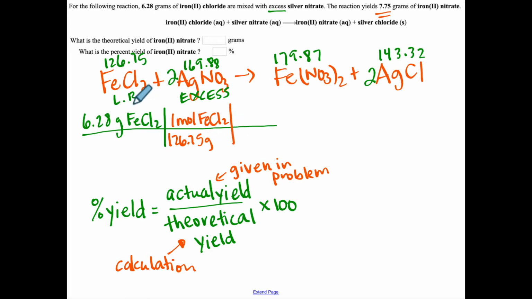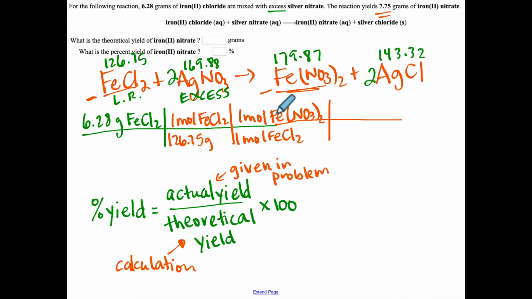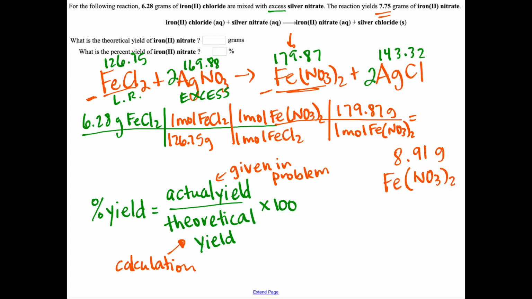Now we want to get from iron 2 chloride to iron nitrate, so we are going to use the mole ratio. So we have 1 mole here and 1 mole here, so both of these are going to be 1 mole. And then we are going to need to go to grams of iron 2 nitrate. So molar mass is always equal to 1 mole. And the molar mass in this case is 179.87 grams. So when we type all of that in, we get 8.91 grams of iron 2 nitrate. That is our theoretical yield.